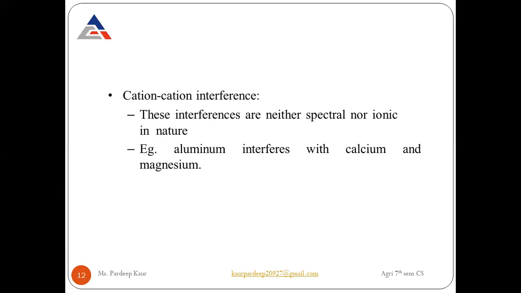Next is cation-cation interference. These interferences are neither spectral nor ionic in nature. For example, aluminium with calcium and magnesium.